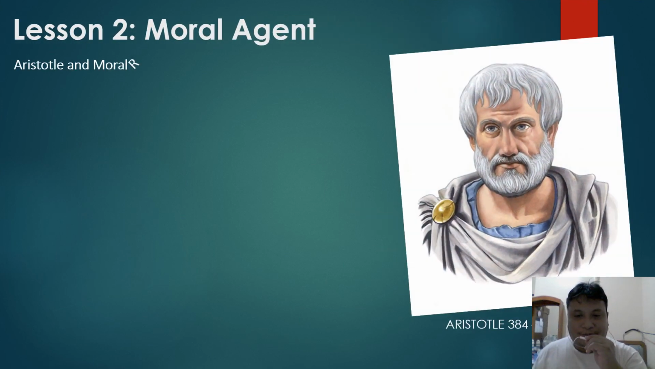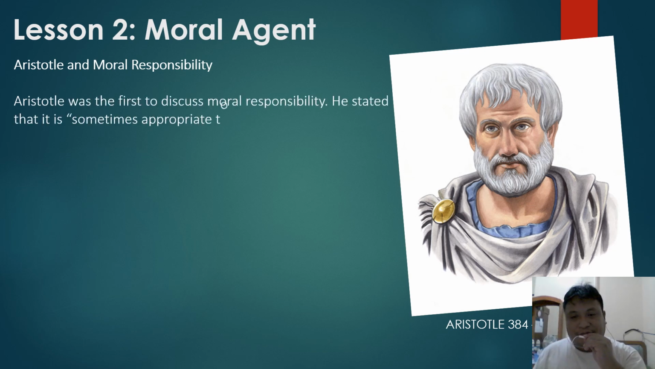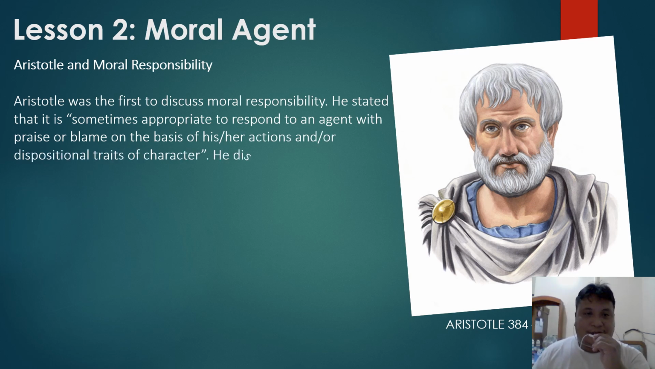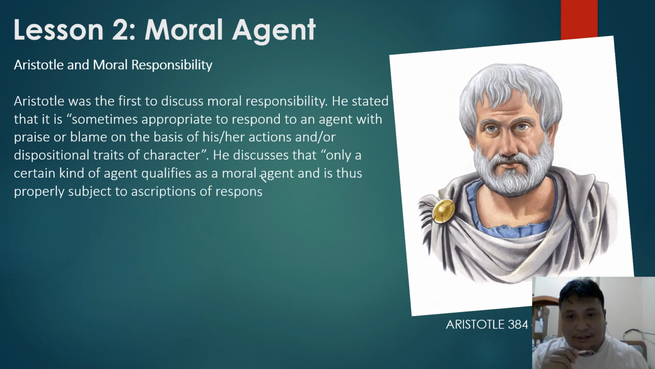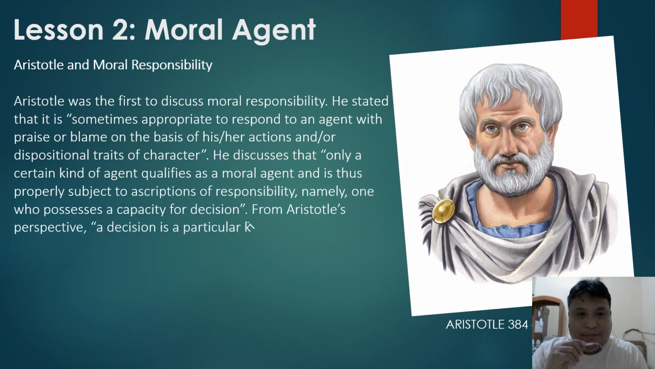Okay, so let's proceed with Aristotle. Aristotle was born in 384 and died in 322 BC. Now, Aristotle also explained moral responsibility in his Nicomachean Ethics.